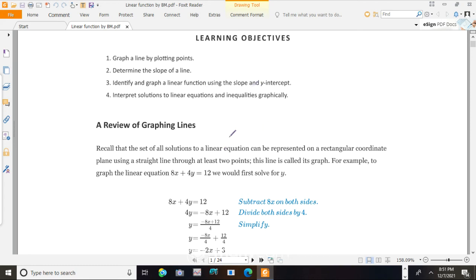Here, at least 2 points are required to plot the graph. Okay, 2 points here. This line is called a graph.